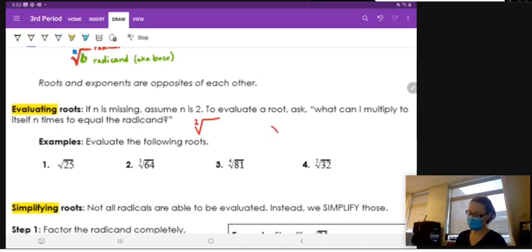Kind of like if you have an exponent of 1, you don't write the 1. It's our most basic root. You don't have to write the 2. So if there's no index written in your root, assume that it's a square root. Then we ask, what do I multiply to itself that many times to equal the radicand?